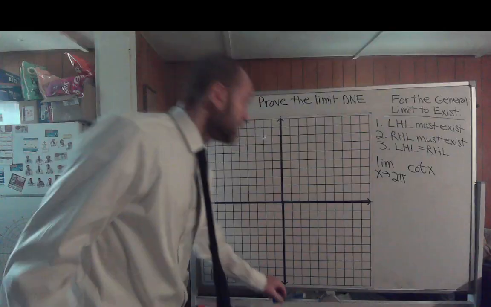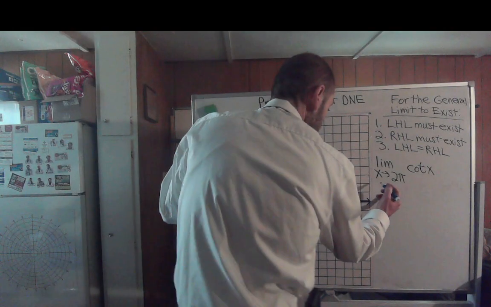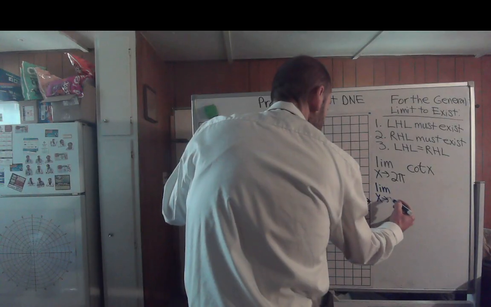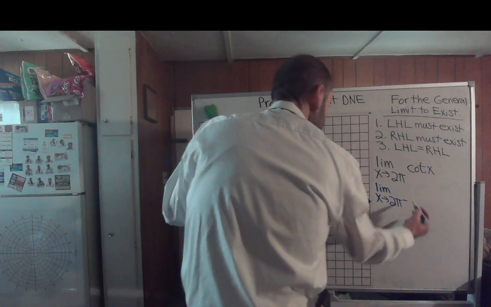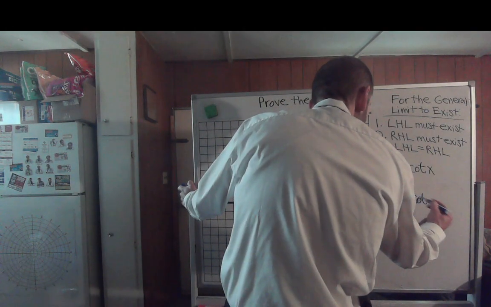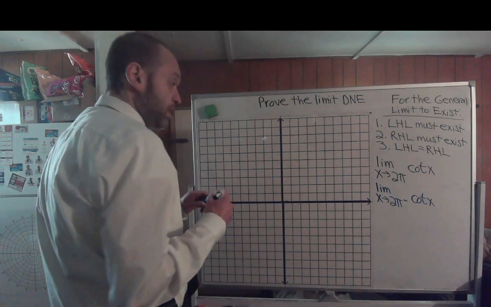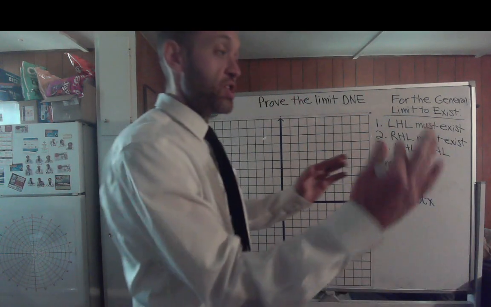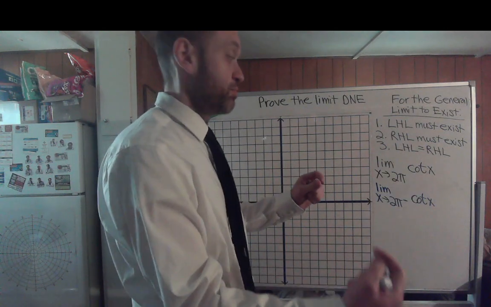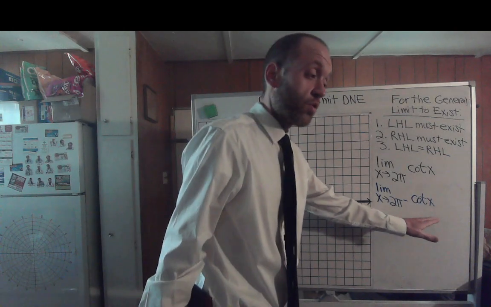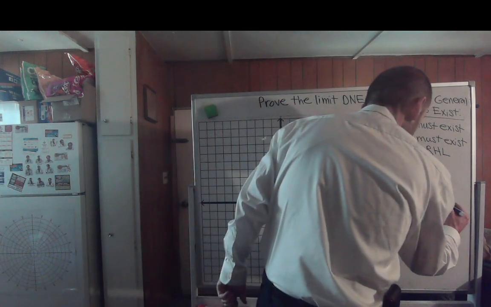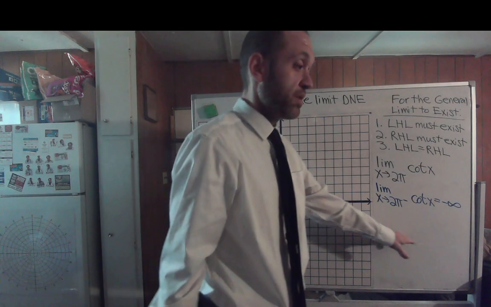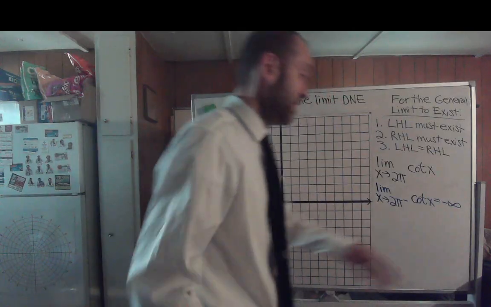Well, let's approach 2 pi from the left. So take your left-handed limit as x approaches 2 pi from the left of the cotangent of x. Well, that's going to put you down in the fourth quadrant. If you're approaching 2 pi from the left, you've got a value less than 2 pi. That's going to put you in the fourth quadrant, which is going to give you negative infinity. So the limit as x approaches 2 pi from the left of the cotangent of x is negative infinity.